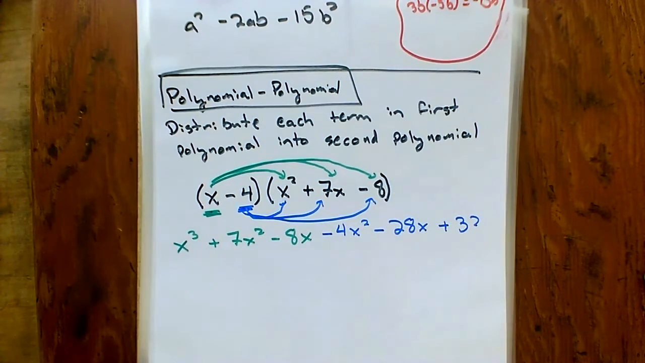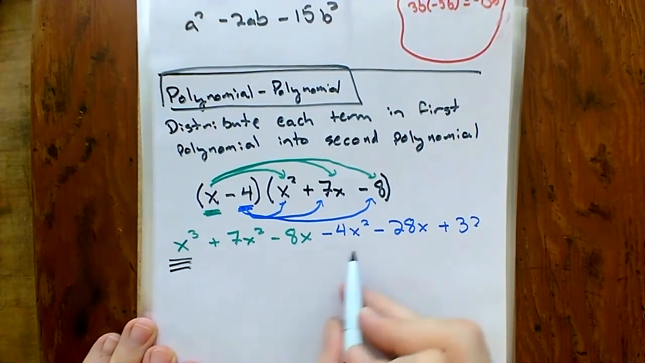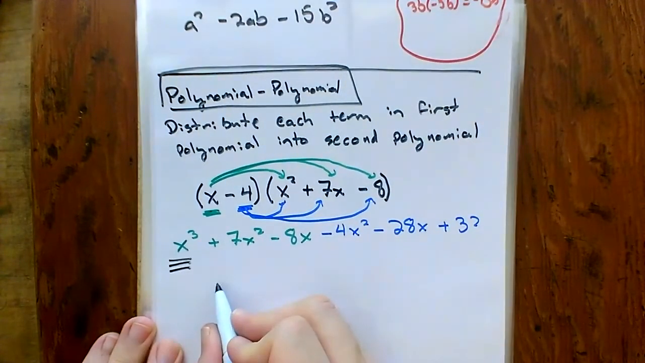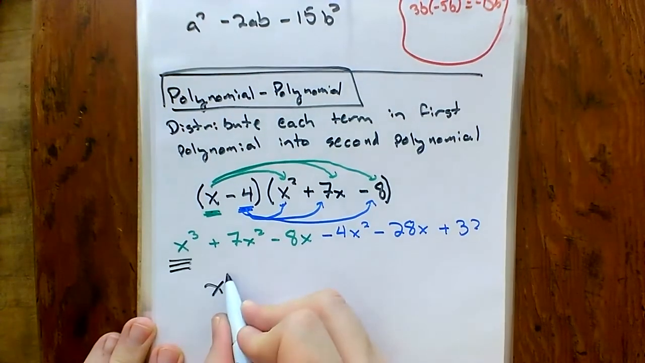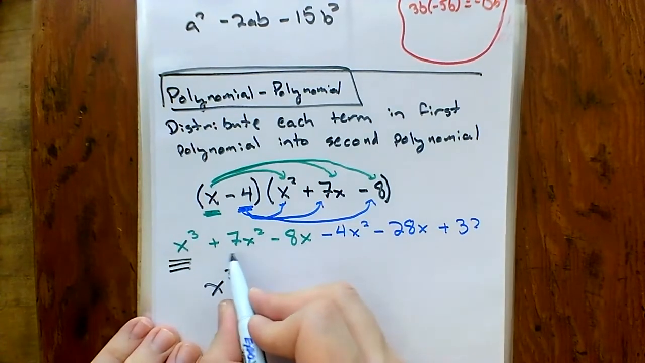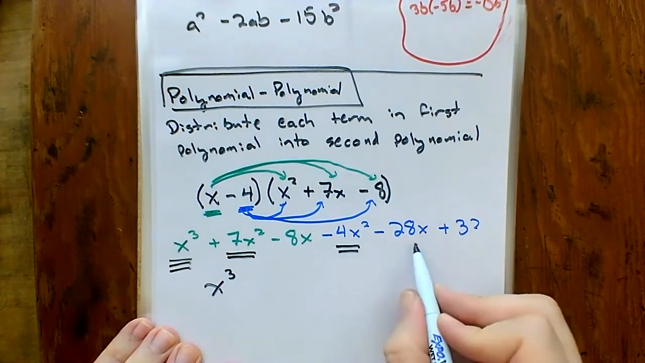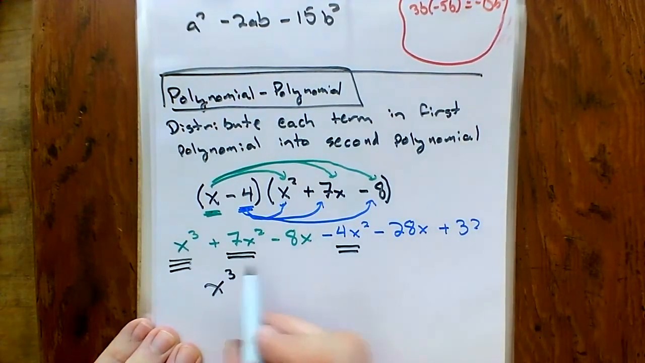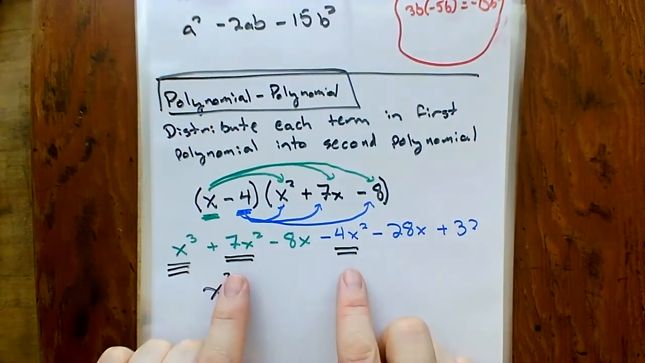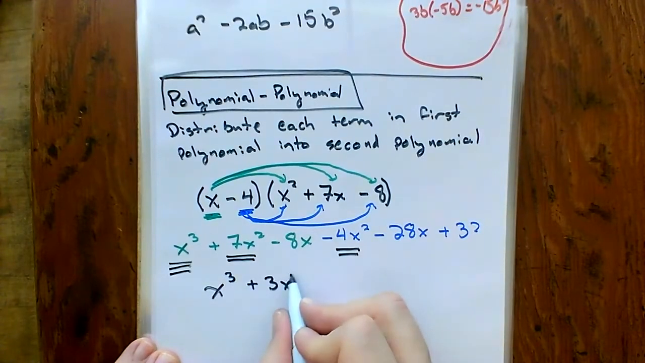All right, now we can add together our like terms. So I've got an x cubed term, and I don't have any other cubed terms here. So I'm going to just leave that one hanging out up front here, x cubed. Now I'm going to start looking for my other like terms. I've got a squared term here and here. This is a first degree term, that's a first degree term, that's a constant. So it's just going to be 7x squared minus 4x squared is plus 3x squared.